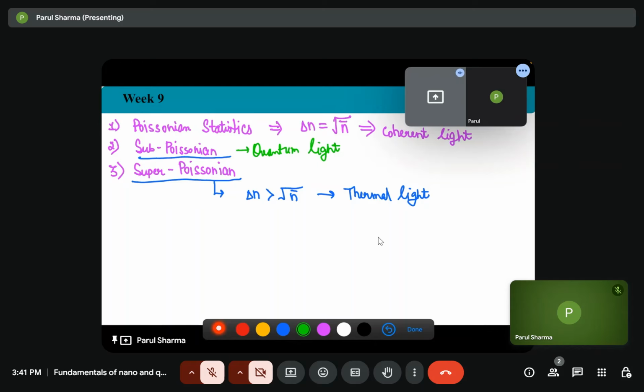So the quantum light, and in this case, the standard deviation delta n is lesser than the square root of the mean number of photons per second. So in this case, the examples are single photons and anti-bunching.